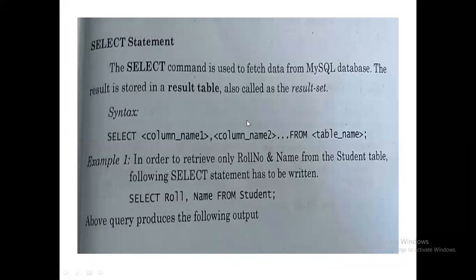Next is the select statement. The select command is used to fetch data from the MySQL database. The result is stored in a result table, called the result set. Syntax: select column name, comma, column name from table name. So whichever columns or data we want to select, whichever records we want to see from a table, for that we have to write the select statement.